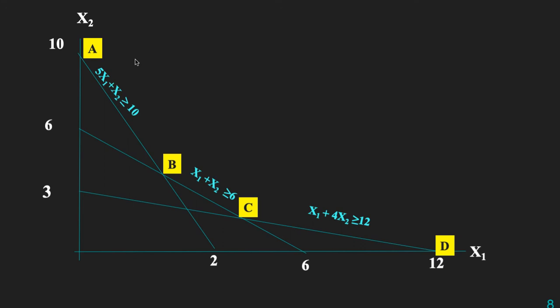Now my dear friends, if you want to know how to find out the values of x1 and x2 at the point of this intersection, please do watch my previous videos. So here I am going to directly tell you what are the values of this x1 and x2, right, so that we can save our time and directly find out the value of min z.